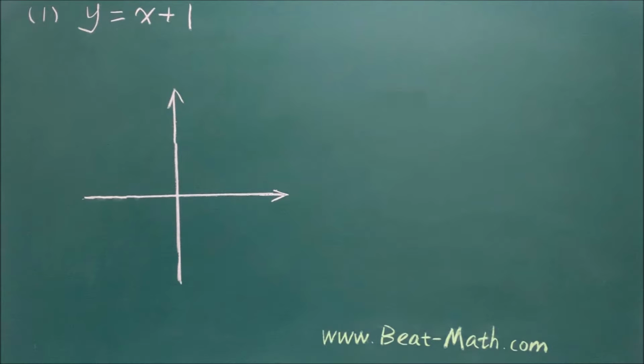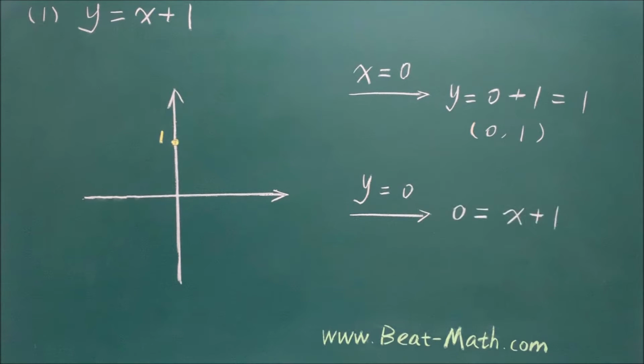Plug x equals 0 into the equation, and we get y equals 0 plus 1, y equals 1. The coordinates of this point are (0, 1). This point is on the y-axis here. Then plug y equals 0 into the equation, and we get 0 equals x plus 1. x equals -1. The coordinates of this point are (-1, 0). The point is on the x-axis here.